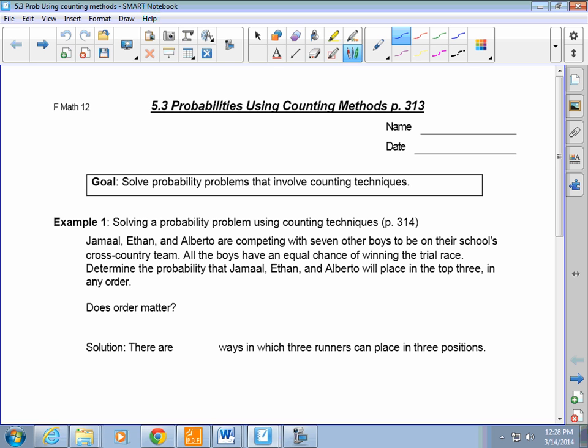So does order matter in this? Well, yes, kind of it does. But because you're choosing them from a group of 10 people, you can look at this as a combination problem. I'm going to do it as the combination. In the textbook it shows you how you could solve it using permutations.